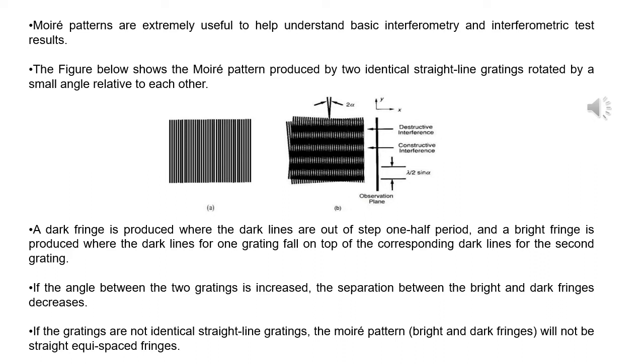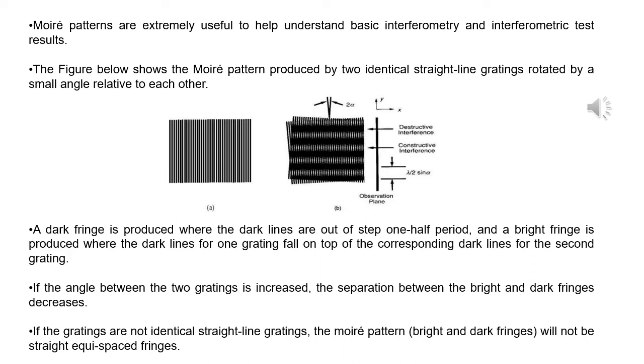Here, the figure given in the slide shows a Moire pattern formed by two sets of parallel lines, one set inclined at an angle of 2 alpha to the other set of lines. Here we can also see destructive interference and constructive interference from the figure.